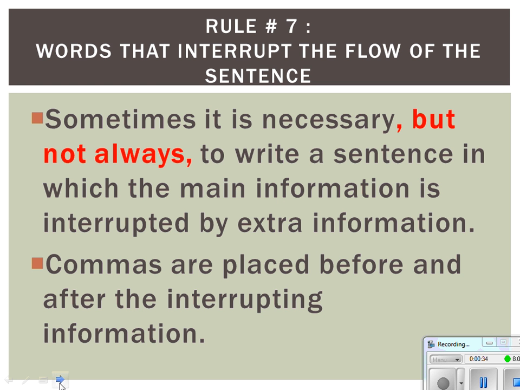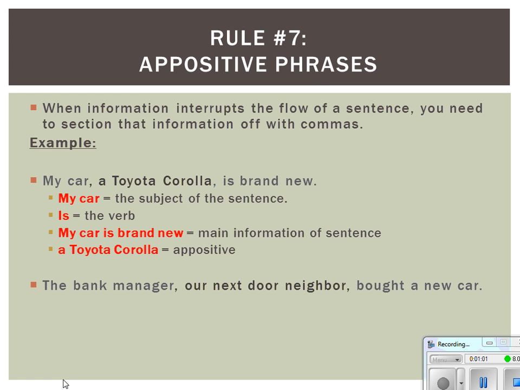So I'm going to start with rule 7, and these are words and phrases that interrupt the flow of the sentence. They're interrupters. So sometimes it's necessary, but not always, to write a sentence in which the main information is interrupted by extra information. We just have to make sure we put commas around that interrupting information. Remember the trick with interrupters: check to see if you can ditch the extra phrase. If you can, put commas around it. So I want to take a look at a couple of specific examples, though, just to help you see these a little bit more clearly.